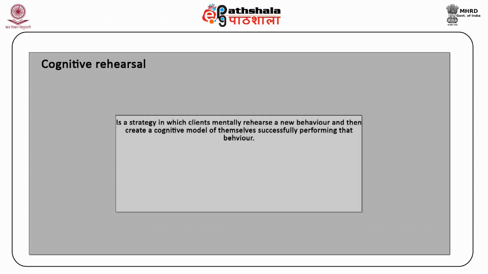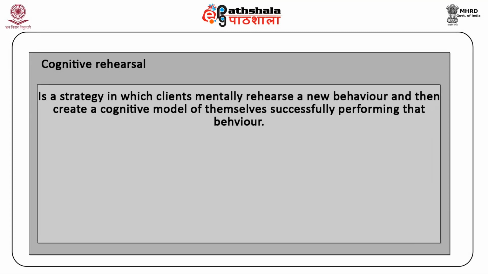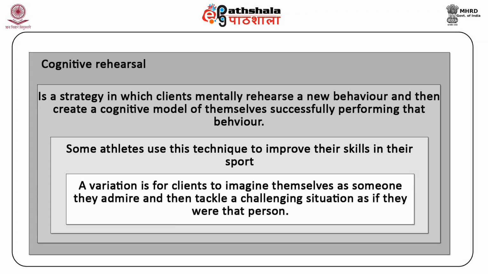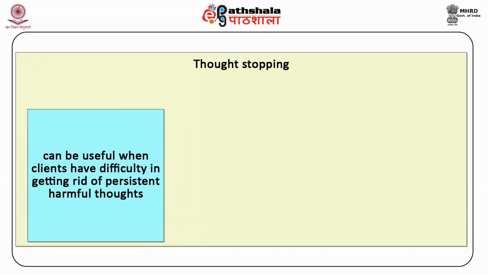Cognitive rehearsal is a strategy in which clients mentally rehearse a new behavior and then create a cognitive model of themselves successfully performing that behavior. Some athletes use this technique to improve their skills in their sport. A woman married to a verbally abusive husband used this approach to rehearse asserting herself, making it easier for her to stand up to him when he spoke to her in a demeaning way. A variation is for clients to imagine themselves as someone they admire and then tackle a challenging situation as if they were that person.